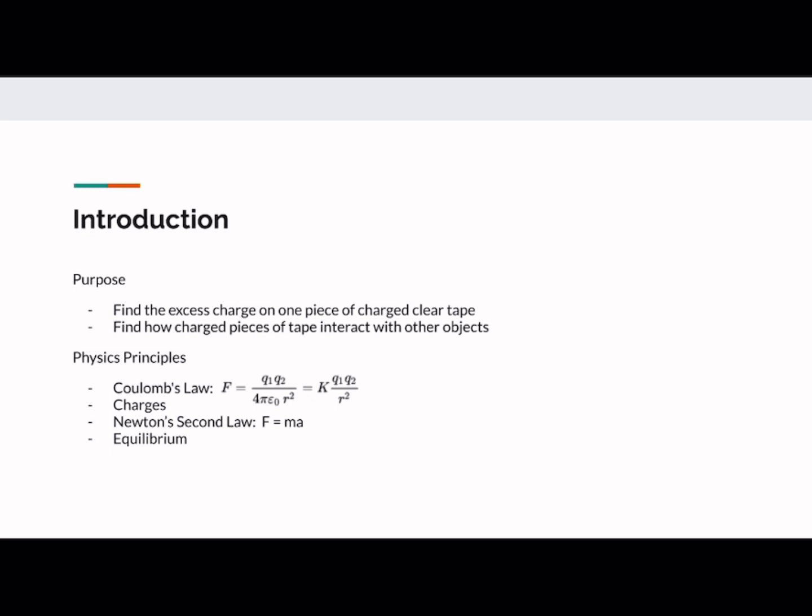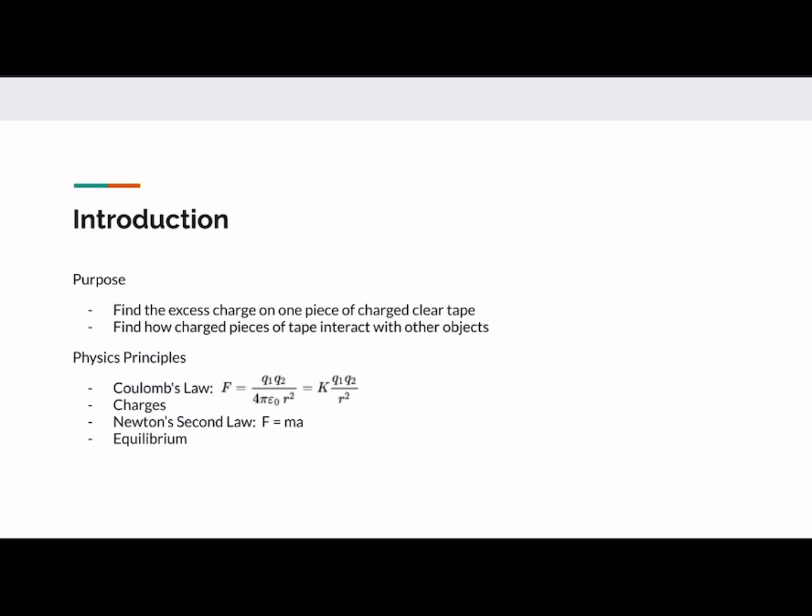So for the introduction, first let's start off with the purpose of this lab, and that is to find the excess charge on one piece of charged clear tape and find how charged pieces of tape interact with other objects. Some physics principles we'll be needing for this lab are Coulomb's law, which basically tells you the electric force, and then how charges interact with each other, meaning like charges repel and opposite charges attract. And we also need to know Newton's second law to find the gravitational force, which we'll do later.